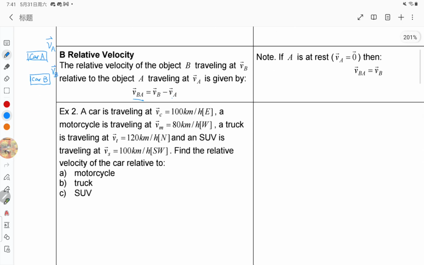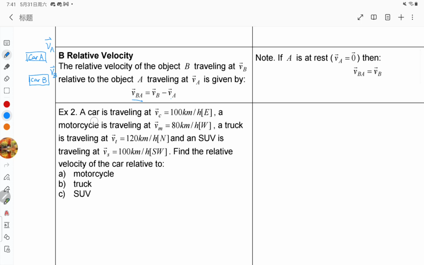So I think this is okay. The car is traveling, and a motorcycle is traveling at this speed, and the truck and the SUV. Find the relative velocity of the car relative to the other vehicle. It's just using the minus, right? So let's say the car is this, and then let's say an SUV, because it's also 100 kilometers.